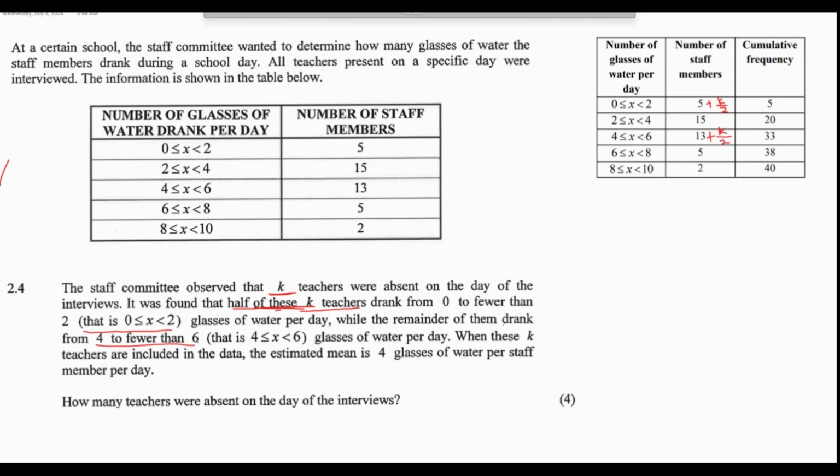When these K teachers are included in the data, the estimated mean is 4 glasses of water per staff member per day. How many teachers were absent on the day of the interview? So we have to find the value of K. How can we do that? Now we have the mean here. How do we find the mean? The way we're finding the mean is not different.